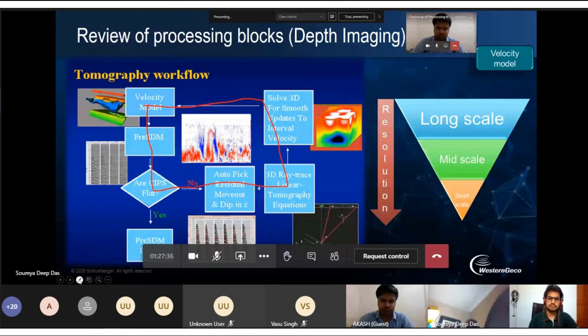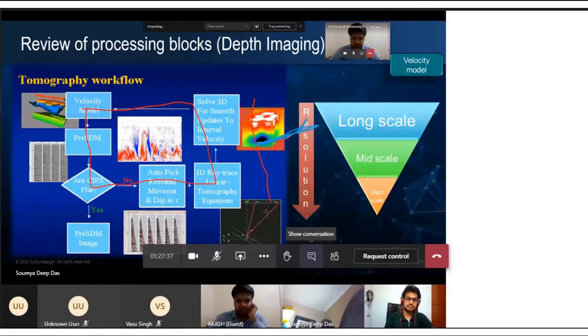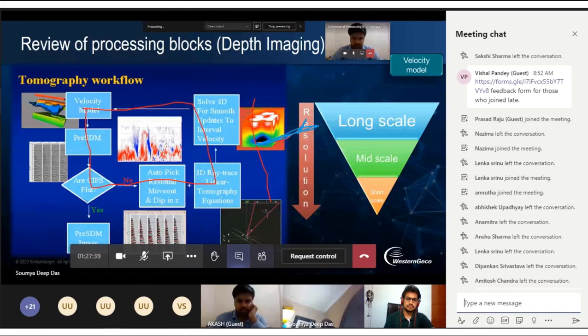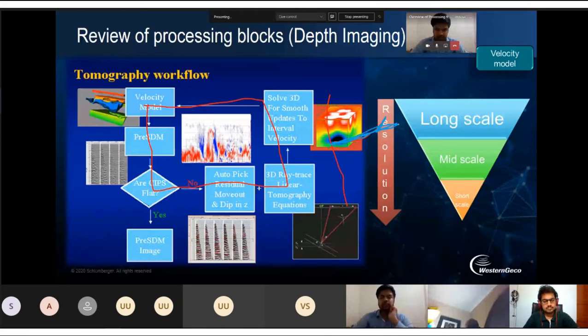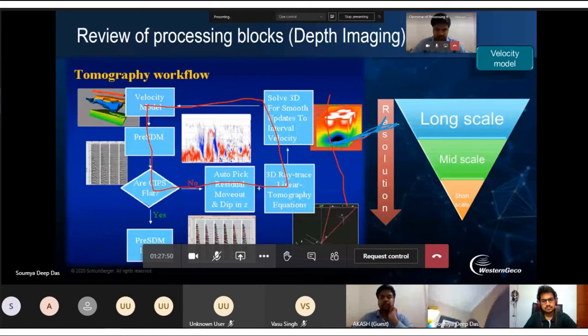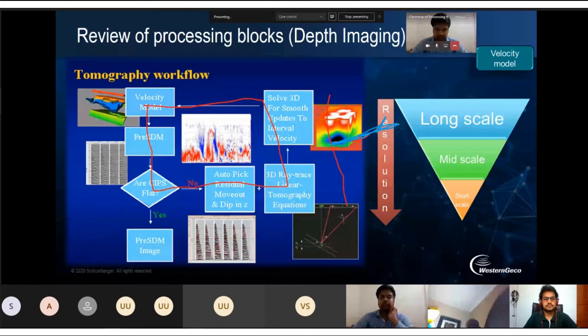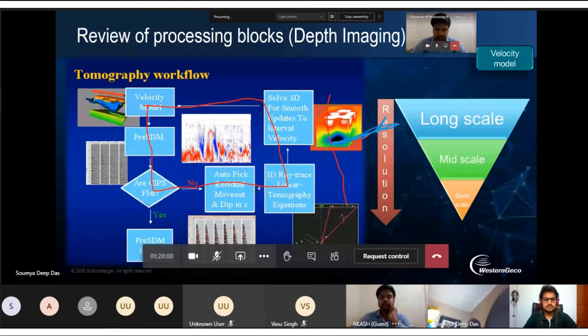Okay, sir. VSP can give me the velocity model that we need for this inversion. Yes, it will give a velocity model that you need for inversion. After this loop, the output is a velocity model. So this is your output after every update. Is that clear?